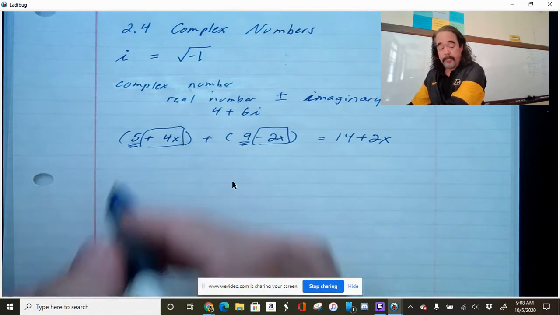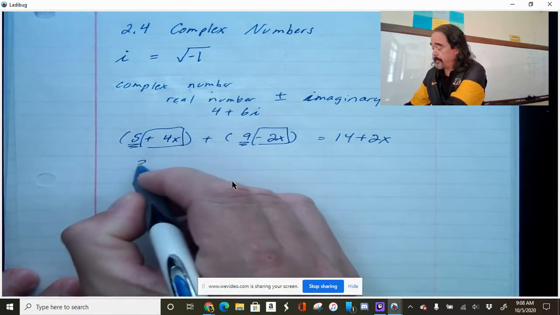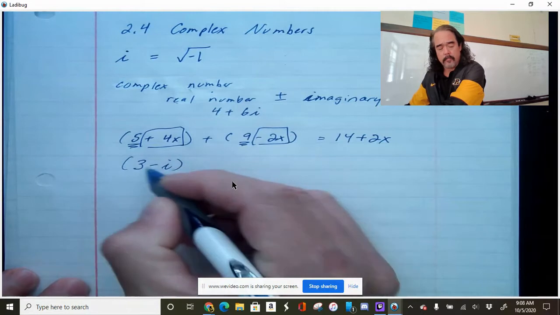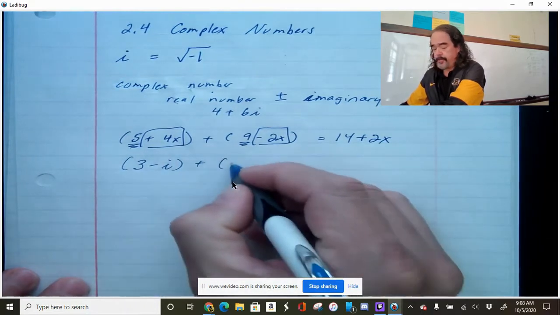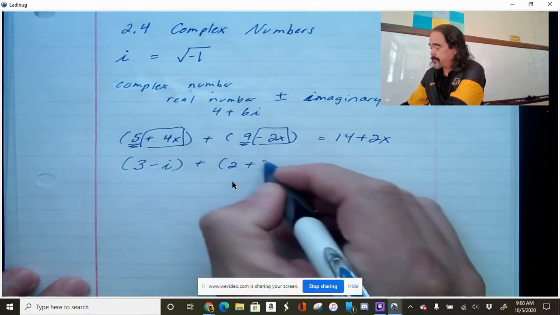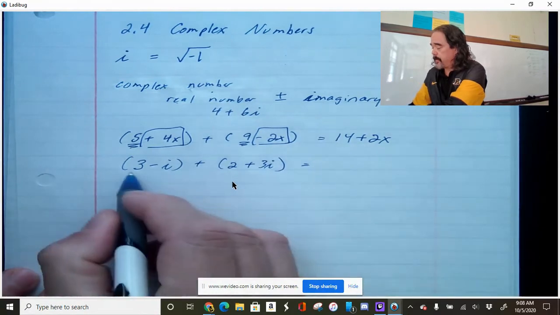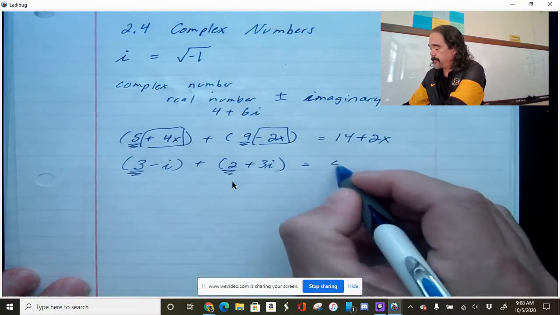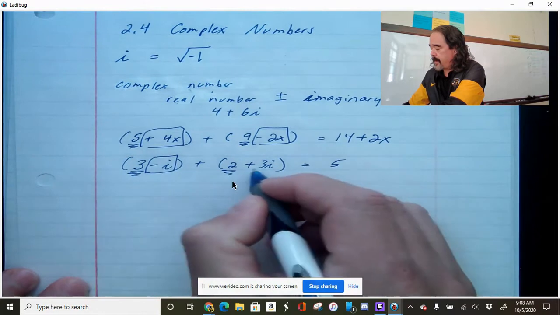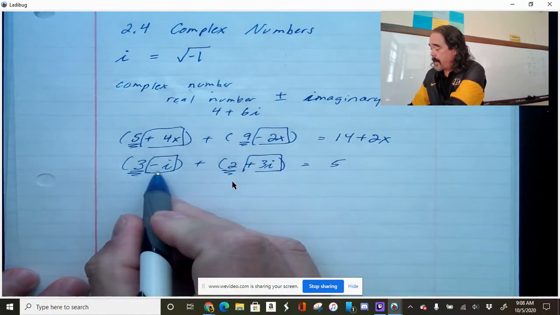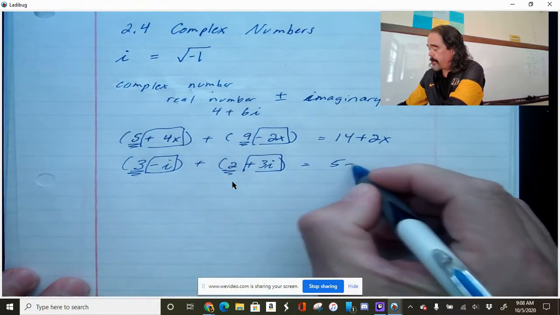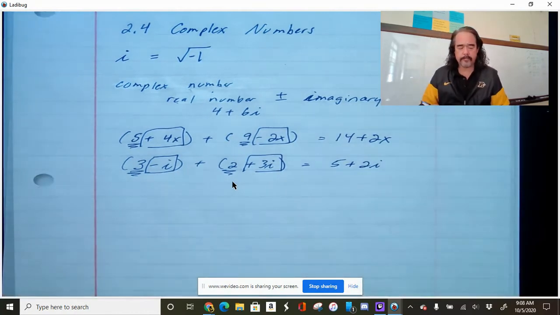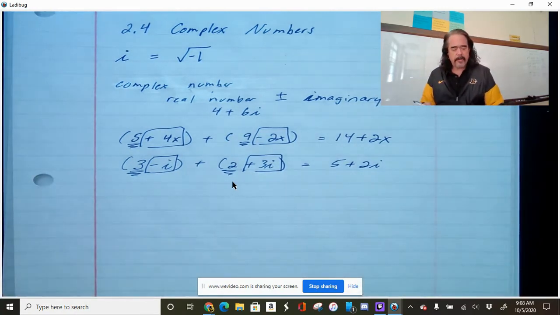So, for example, here's an actual complex number, 3 minus i plus 2 plus 3i. Well, you'll combine like terms. 3 plus 2 is 5, and you'll combine the i's. So negative 1i plus 3i is equal to a positive 2i. All right, that's basically all it is.